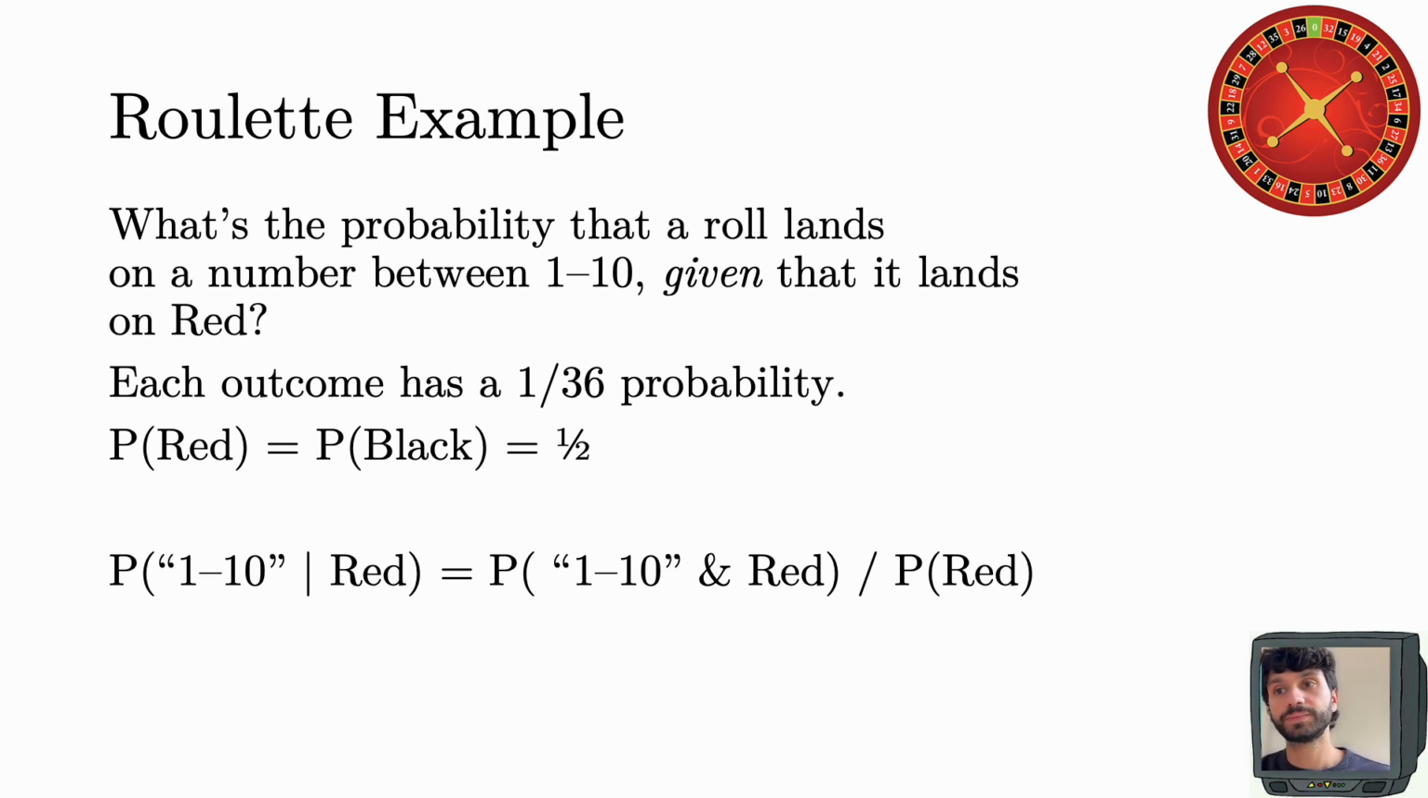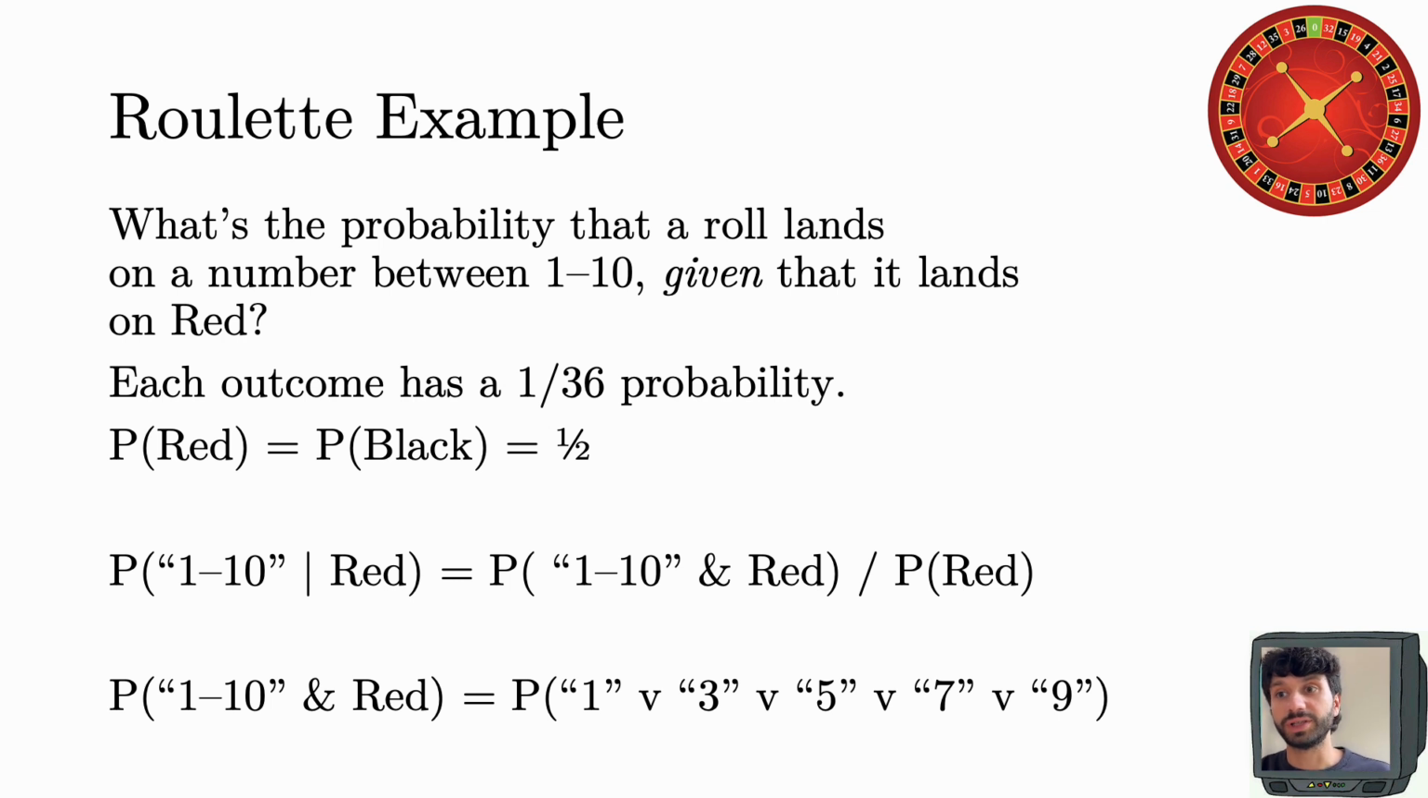So what's the probability that it lands on 1 through 10 and that it's red? Well, I told you that it alternates, right? 1 is red, 2 is black, etc. So that's going to be the probability that it lands on 1 or 3 or 5 or 7 or 9. These are mutually exclusive, so we just add them up. So that's 5 over 36.